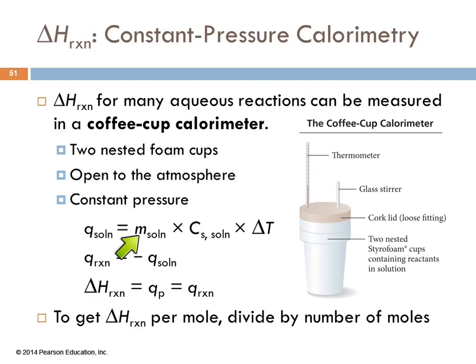So Q for the solution is the mass of the solution times the specific heat capacity for the solution times the change in temperature. We measure the change in temperature just using a thermometer sticking in there. So whatever the reaction does, whatever energy it releases, is going to go into the solution. And so we have this same relationship here. So the heat of reaction is equal to the Q at constant pressure, or the heat generated. And if we want to get delta H reaction per mole, we just divide by the number of moles.